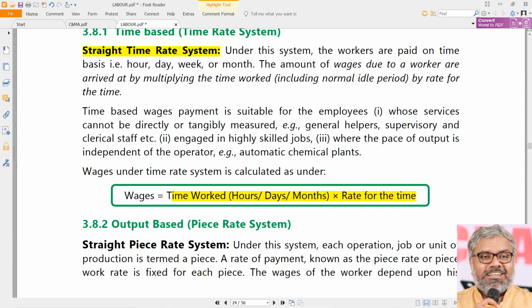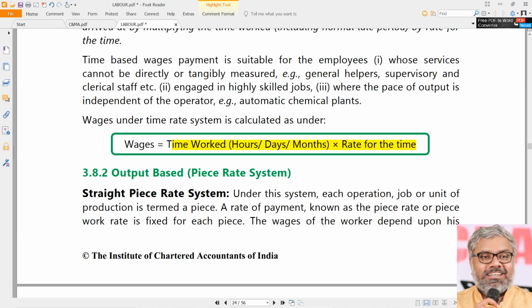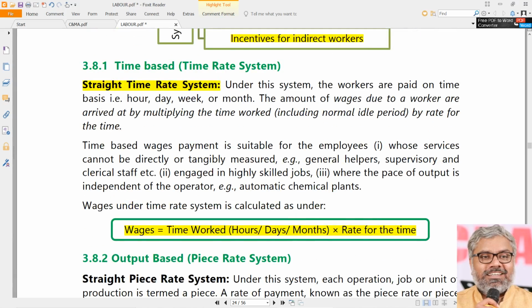So in other words, simply speaking, more capital intensive industries might use this. Highly skilled jobs might use this. Very low level workers like construction workers also can be paid like this. That is straight time rate system, but they will be paid daily. And where we cannot measure the output, there also they can use this type of system. That is called straight time rate system. Time rate means rate per hour or day or month, multiplied with number of hours worked, days worked or months worked. That gives us the wages payable to a particular worker. That is called time rate system.